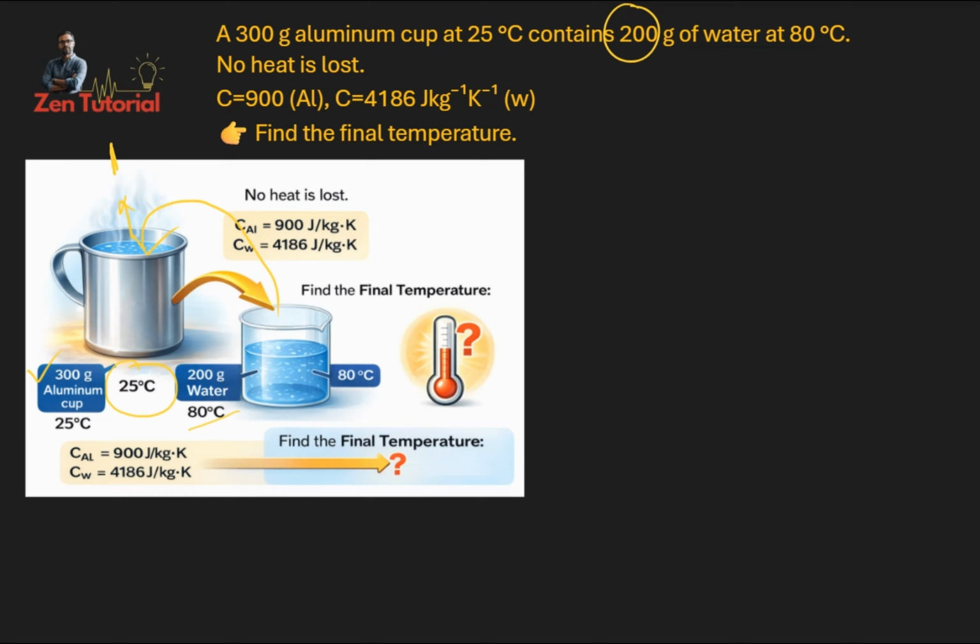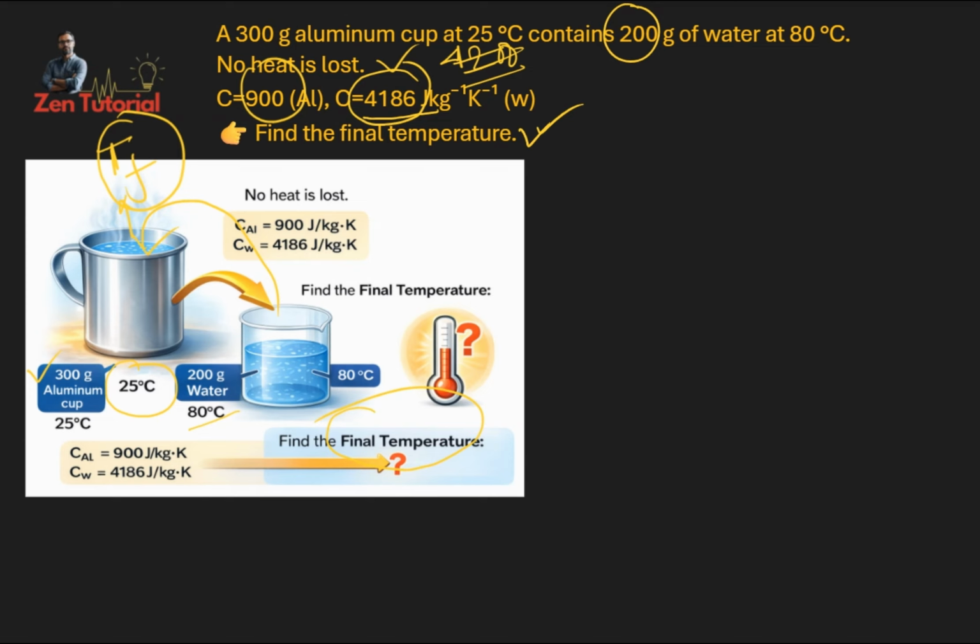Let's say this is the final temperature, TF, that we have to calculate, and the aluminum specific heat is 900, and the specific heat of water is 4186. Literally we usually use 4200, doesn't matter. This time we are going to use 4186, whatever is given in the question. Anyways, so we have to calculate the final temperature for this question, right?